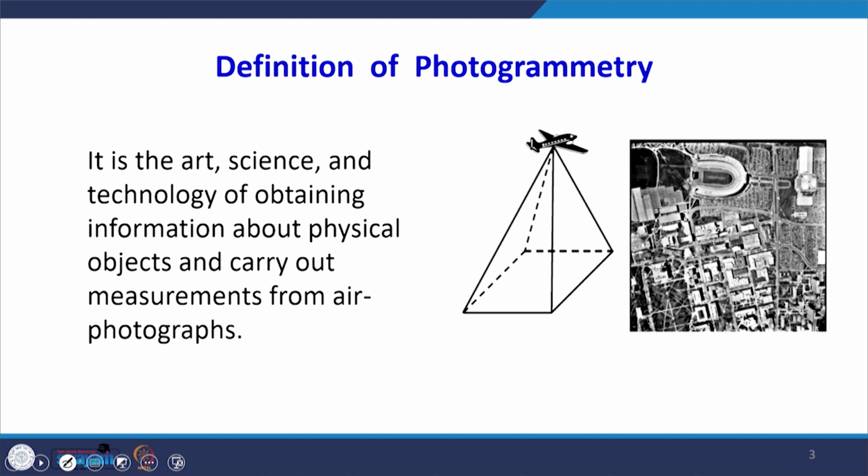If we have to define photogrammetry, a very simple definition is: the art, science and technique of obtaining information about physical objects on the earth's surface, and subsequently using these photographs to carry out measurements. You can see in the diagram that the aircraft is mounting the aerial camera, looking downward and taking images of the object, and on the right side we can see the aerial photograph. So actually we have to take the measurements on these aerial photographs in photogrammetry.